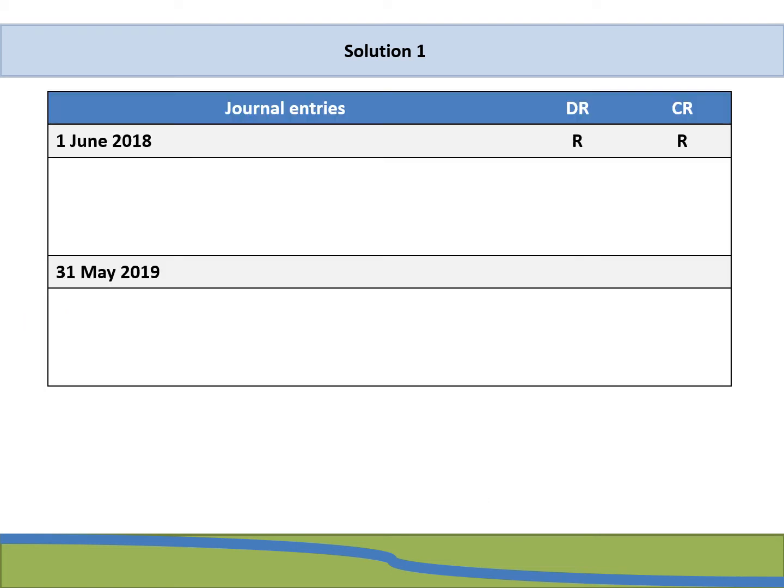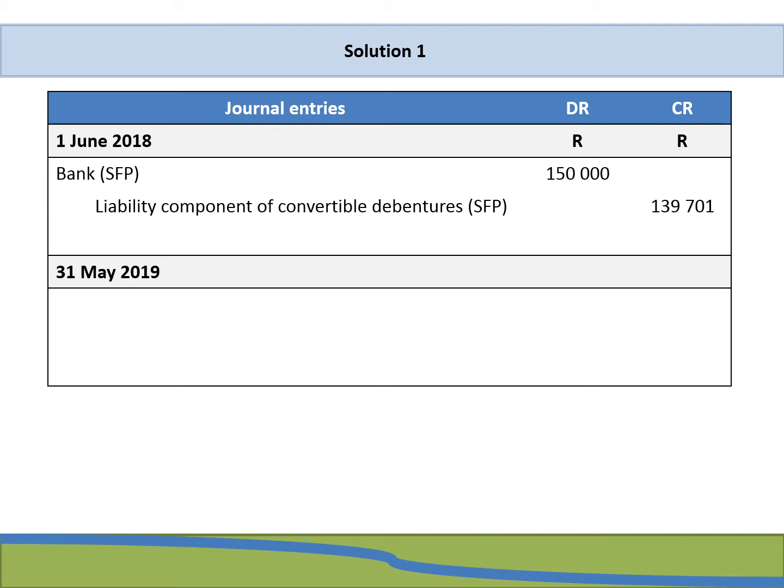When it comes to the journals, the first step is to initially account for the compound financial instruments. Therefore, on 1 June 2018, we will debit bank with 150,000 Rand. We will credit our liability component of the convertible debenture with 139,701 Rand. This is the amount we calculated. And credit our equity component of the convertible debenture with 10,999 Rand.